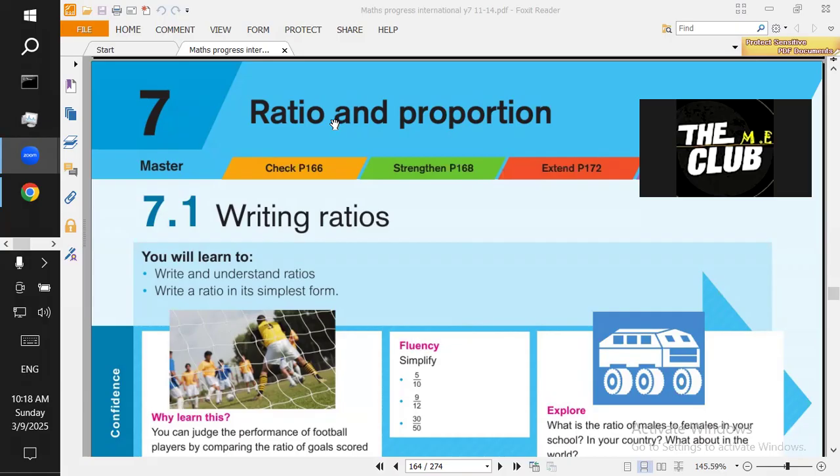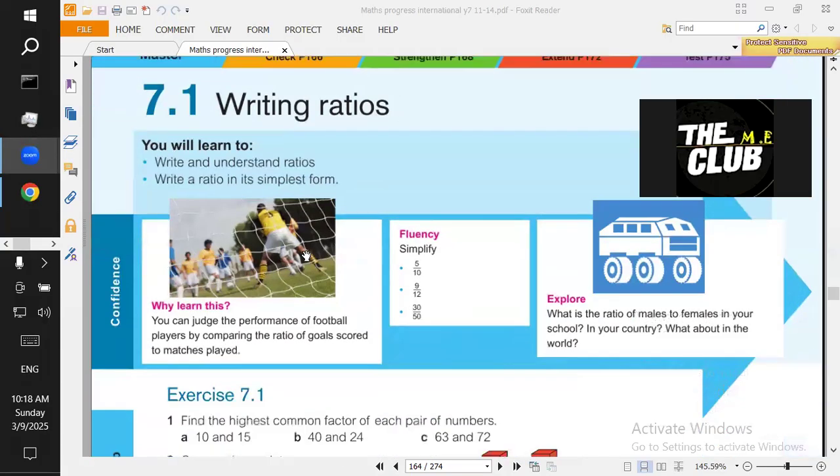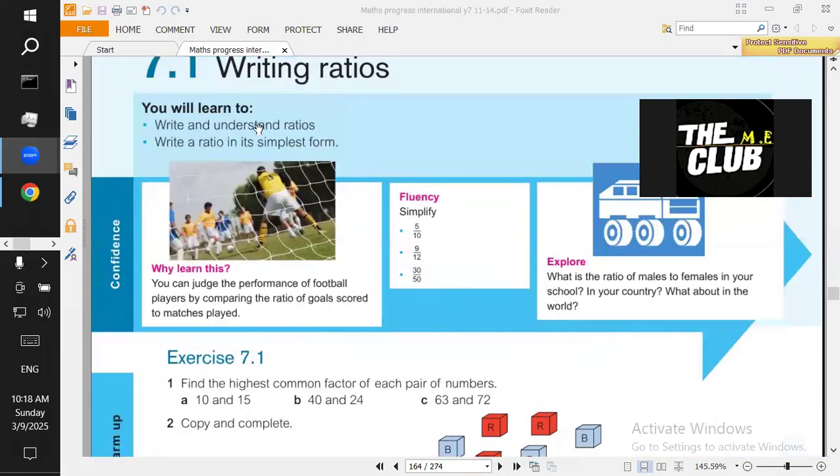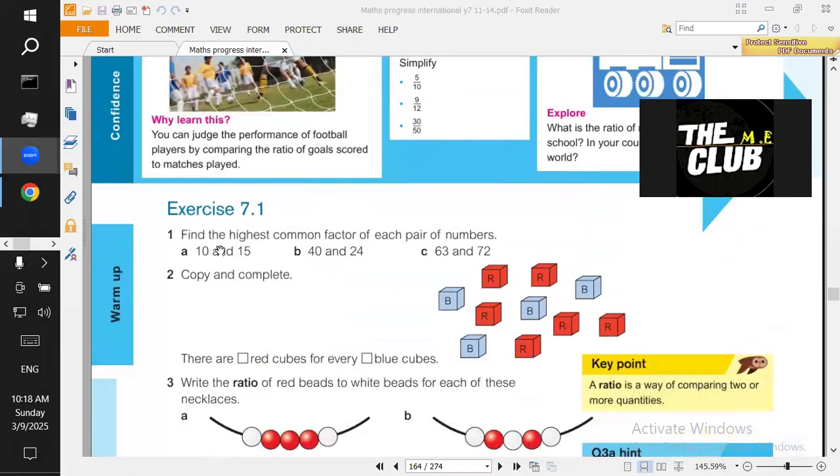In this video, we're going to talk about Unit 7, ratio and proportion. 7.1, writing ratios and how to write ratios in the simplest form. We need to understand ratios and how to write them in the simplest form. For example, here, this question is about finding the highest common factor of each pair of numbers. Now, let me explain this.